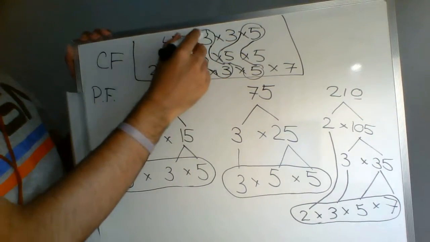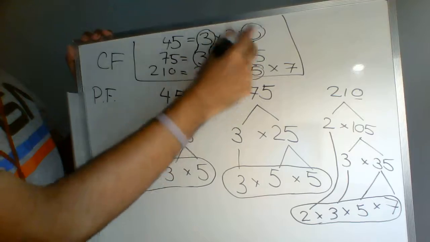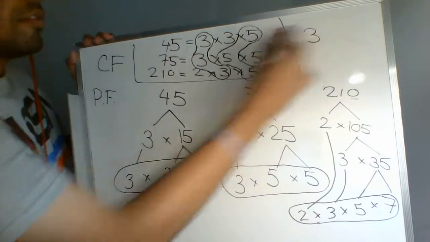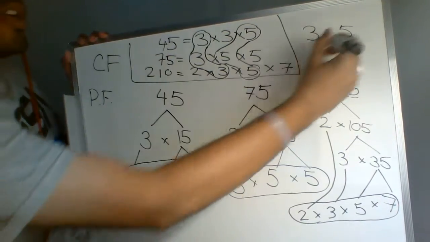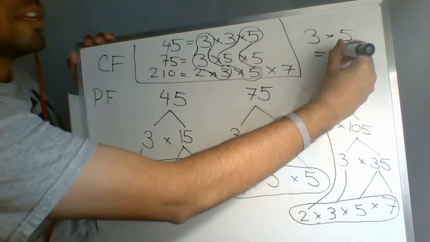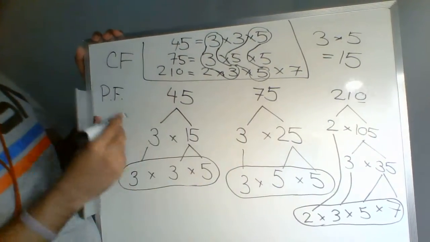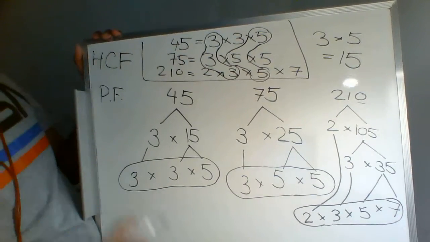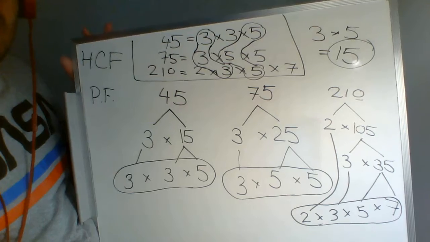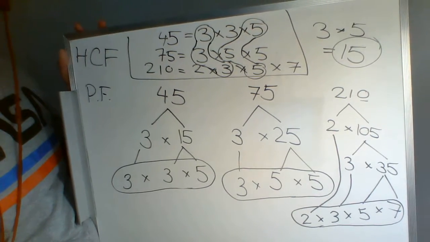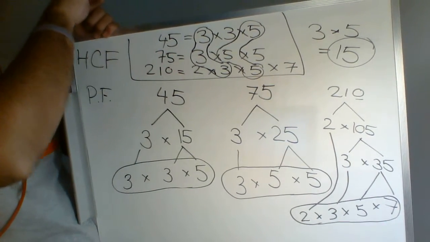And for your HCF, you're just going to take this one and that one. So we've got a 3 from this first bubble and a 5 from that second bubble. And we multiply those together, and that's going to give us 15, which is our highest common factor right there. For this particular example, our highest common factor is 15. Alright, hopefully that's making sense.